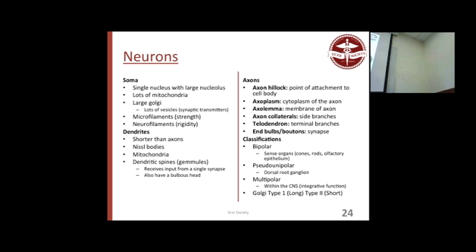Just the neuron, I know you all know soma is the cell body, dendrites are going to be receiving the input, axons are where it's going out, and we're going to have classifications. The main point about this is you need to know what a Nissl body is. What is a Nissl body? Yeah, sacks of rough ER, right?